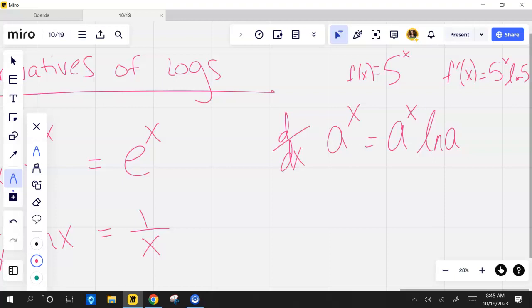And then everybody's favorite. The derivative of a regular old log with some base here that's not e is going to be 1/x times 1/the natural log of the base. Not quite as common. Most of the time you're going to have natural log that you're taking the derivative of.